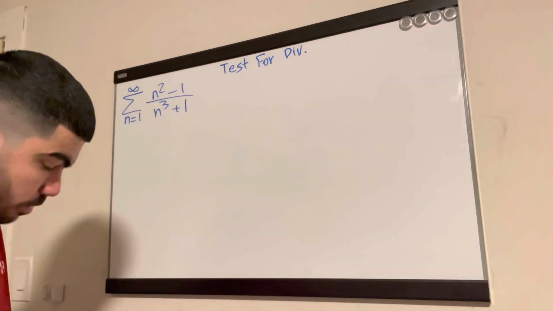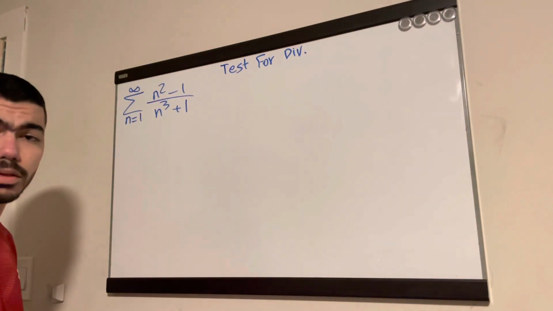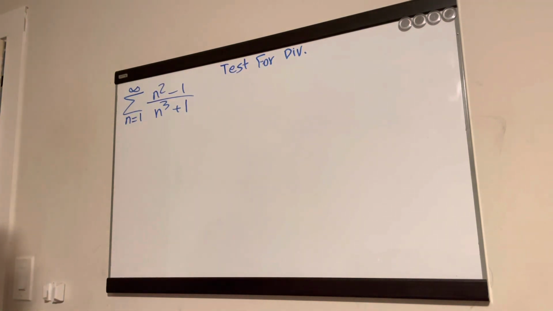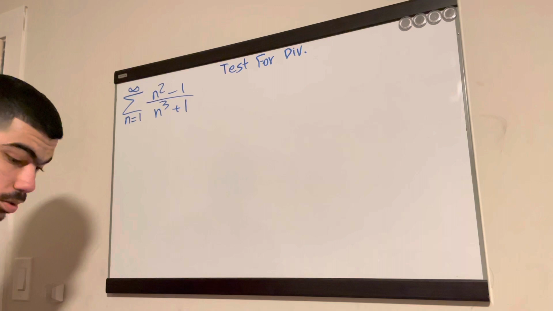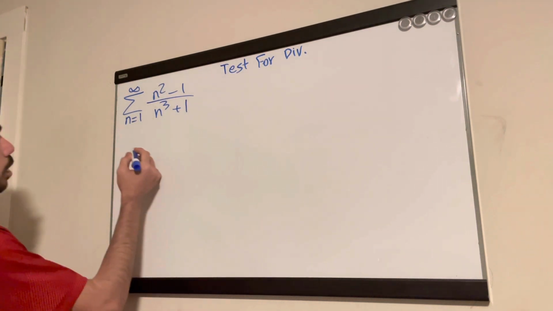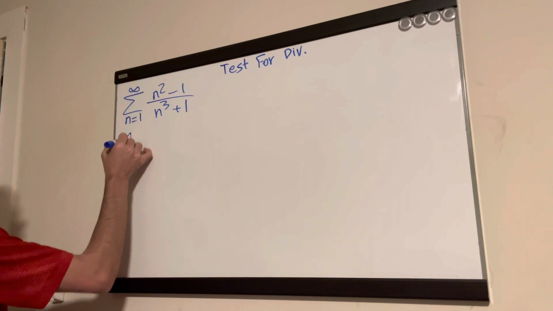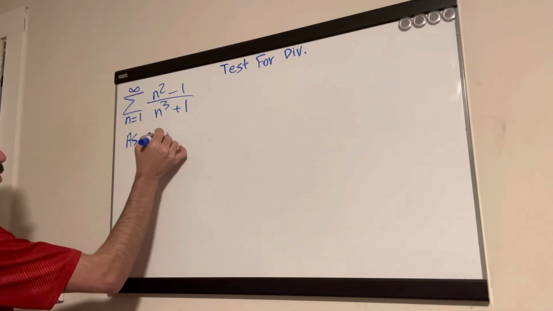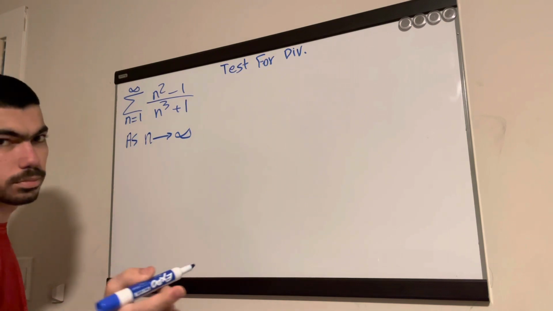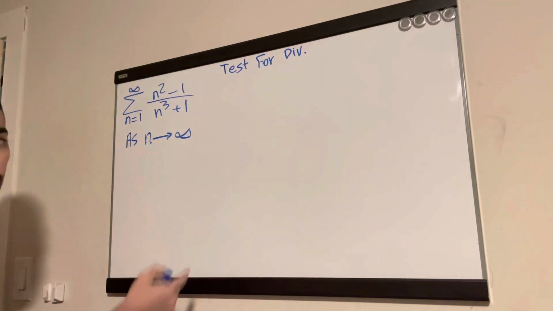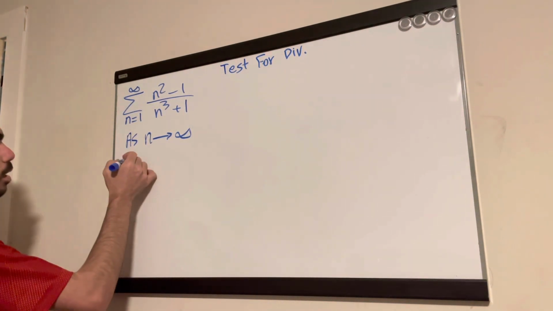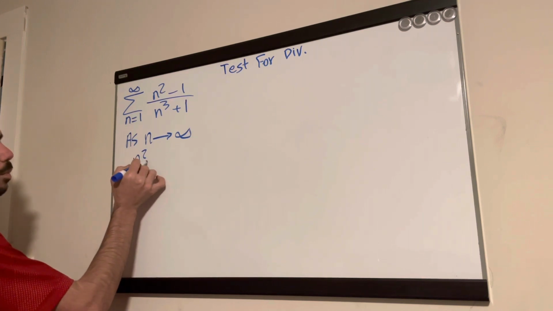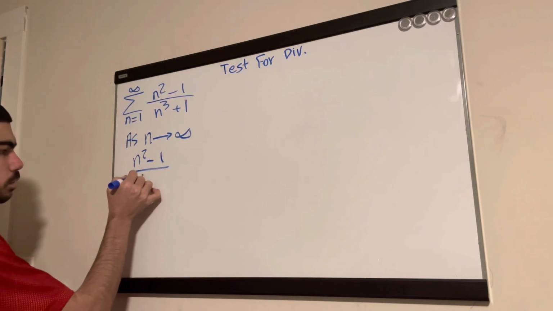Hey folks, so today we have the series (n squared minus 1) over (n to the third plus 1). I'm going to use the test for divergence to see if this series converges or diverges. So here we go. We have the limit as n approaches infinity of (n squared minus 1) over (n to the third plus 1). If you write n approaches infinity, you don't have to write the lim.